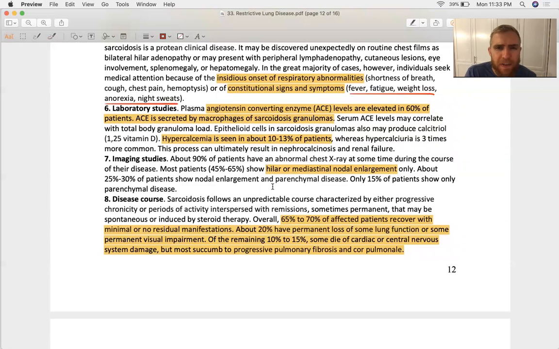And the high ACE enzyme levels are going to make a lot of angiotensin too. So the patient's going to have high blood pressure, typically along with their tachypnea. And that's a bad combination.